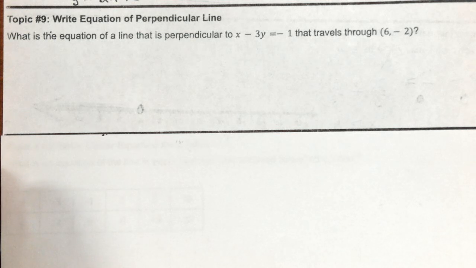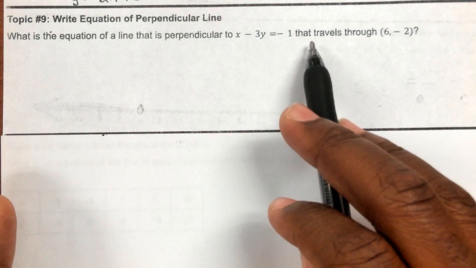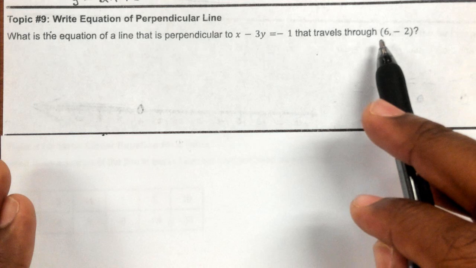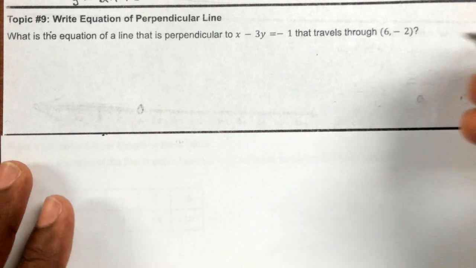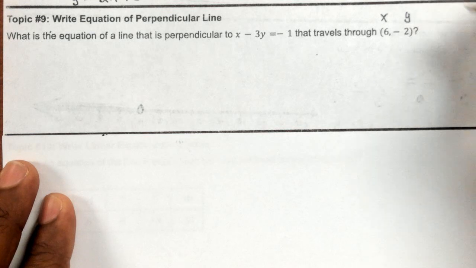Question number 9 wants us to write the equation of a perpendicular line. What is the equation of the line that is perpendicular to this equation right here that travels to the point (6, -2), where 6 represents the x and the -2 would be your y?